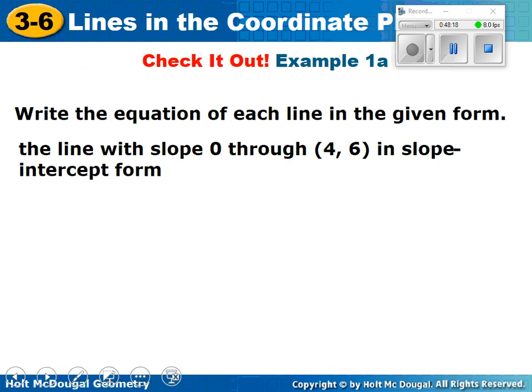Okay. On our notes, try this one on your own. Write the equation of the following line.